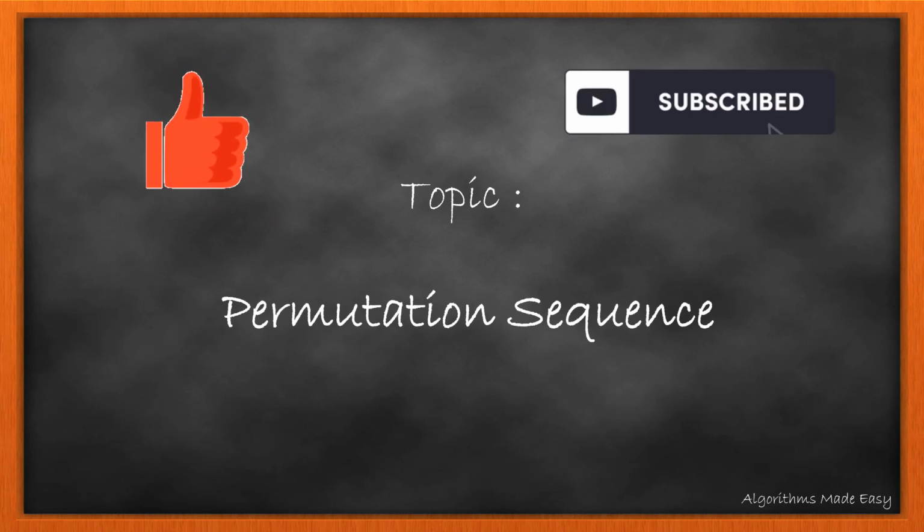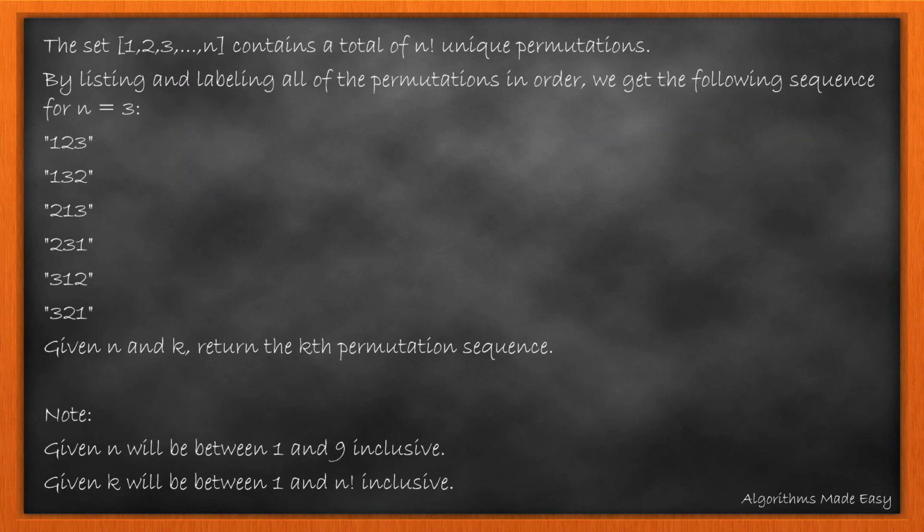The set 1 to n contains a total of n factorial unique permutations. By listing and labeling all of the permutations in order, we get the following sequence for n equals 3. Given n and k, return the kth permutation sequence.